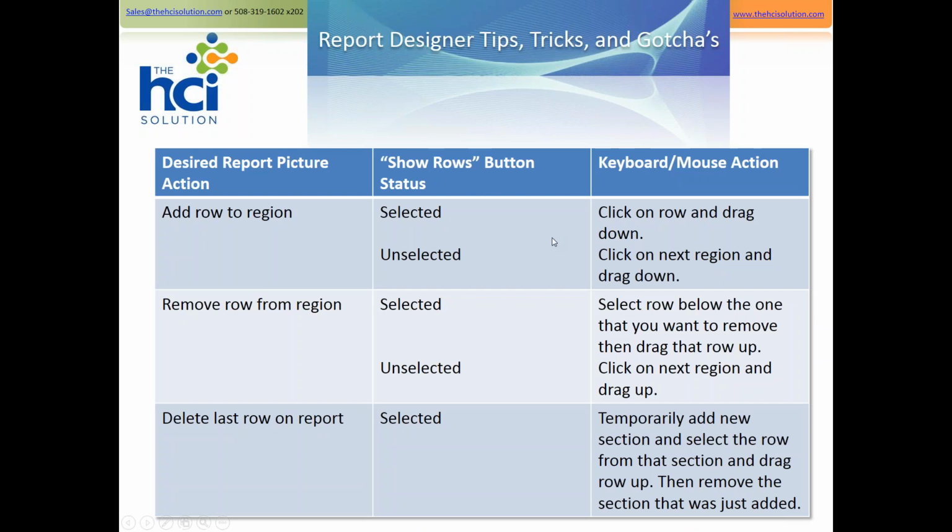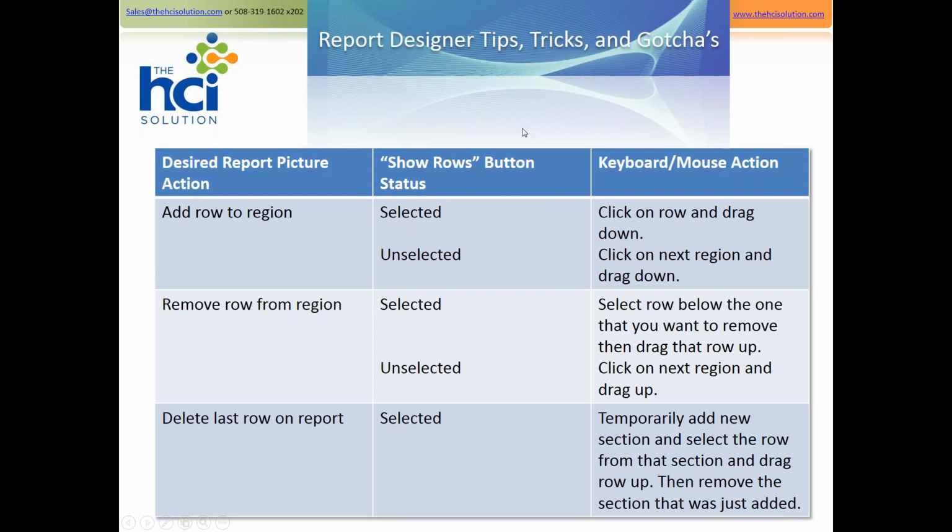I've created a little table here. There's a little cheat sheet, and I'll demonstrate this in a minute. If you want to add a row to a region, the Show Rows button in the report has a lot of control over the behavior of deleting and adding new rows. So I'll describe the behavior when that button is selected or unselected.